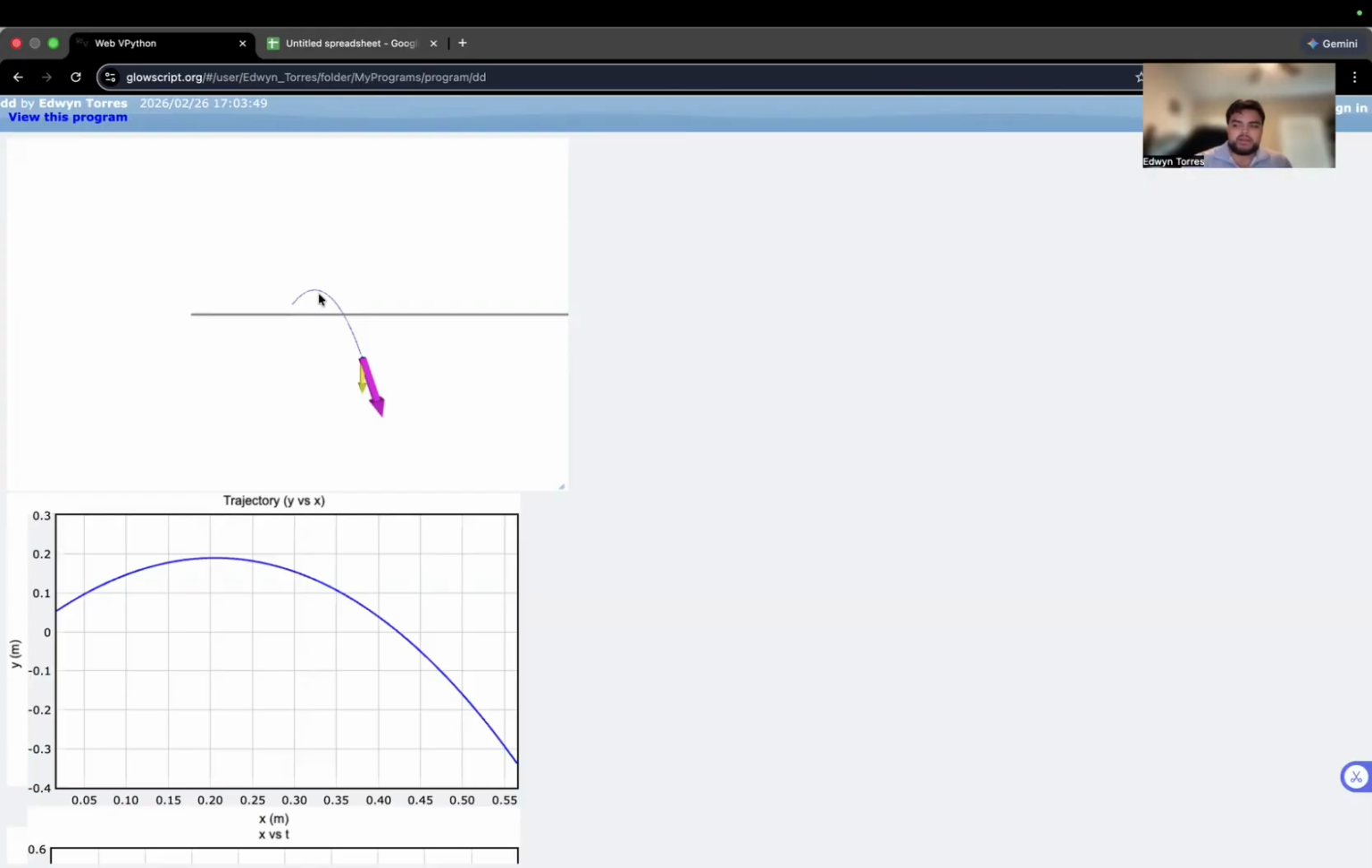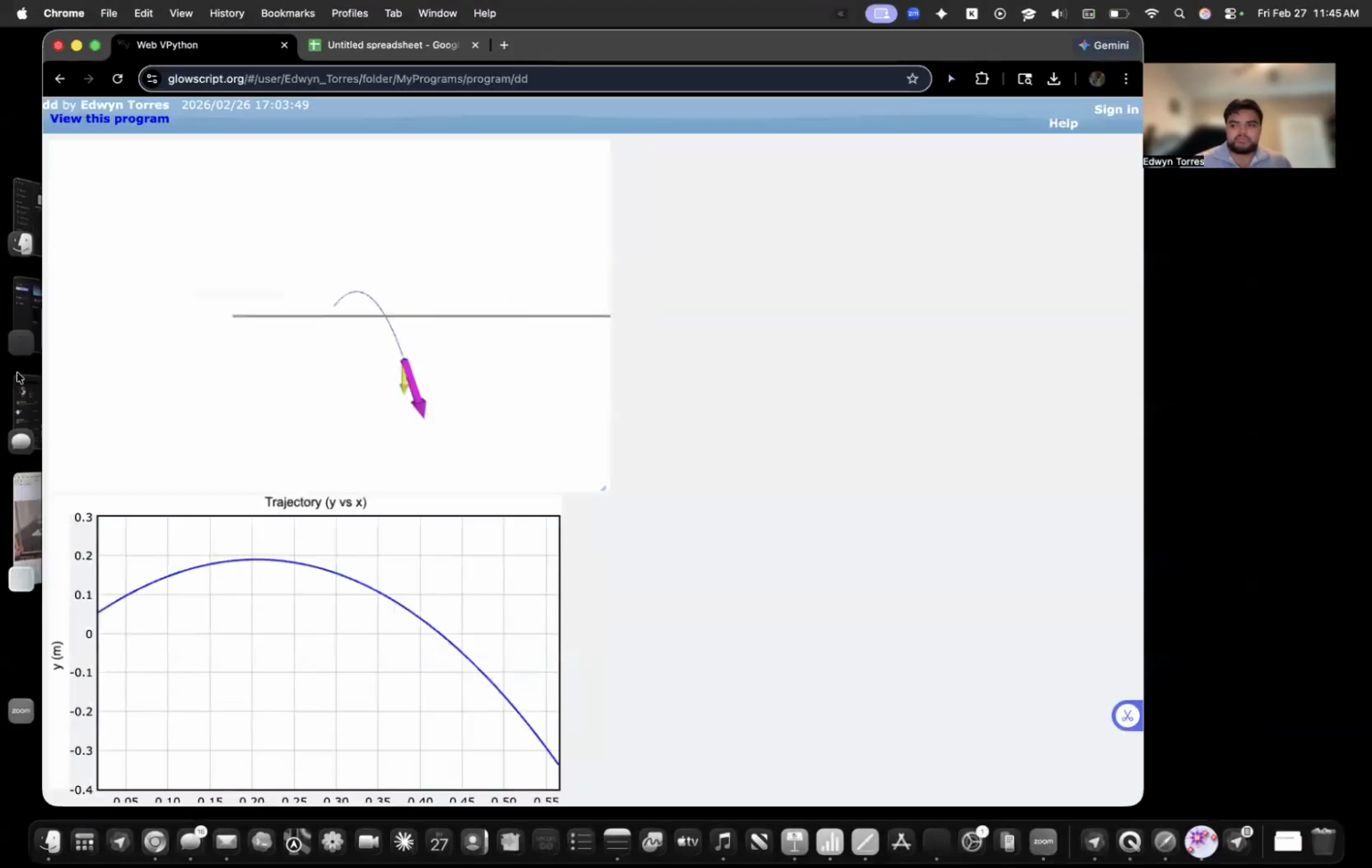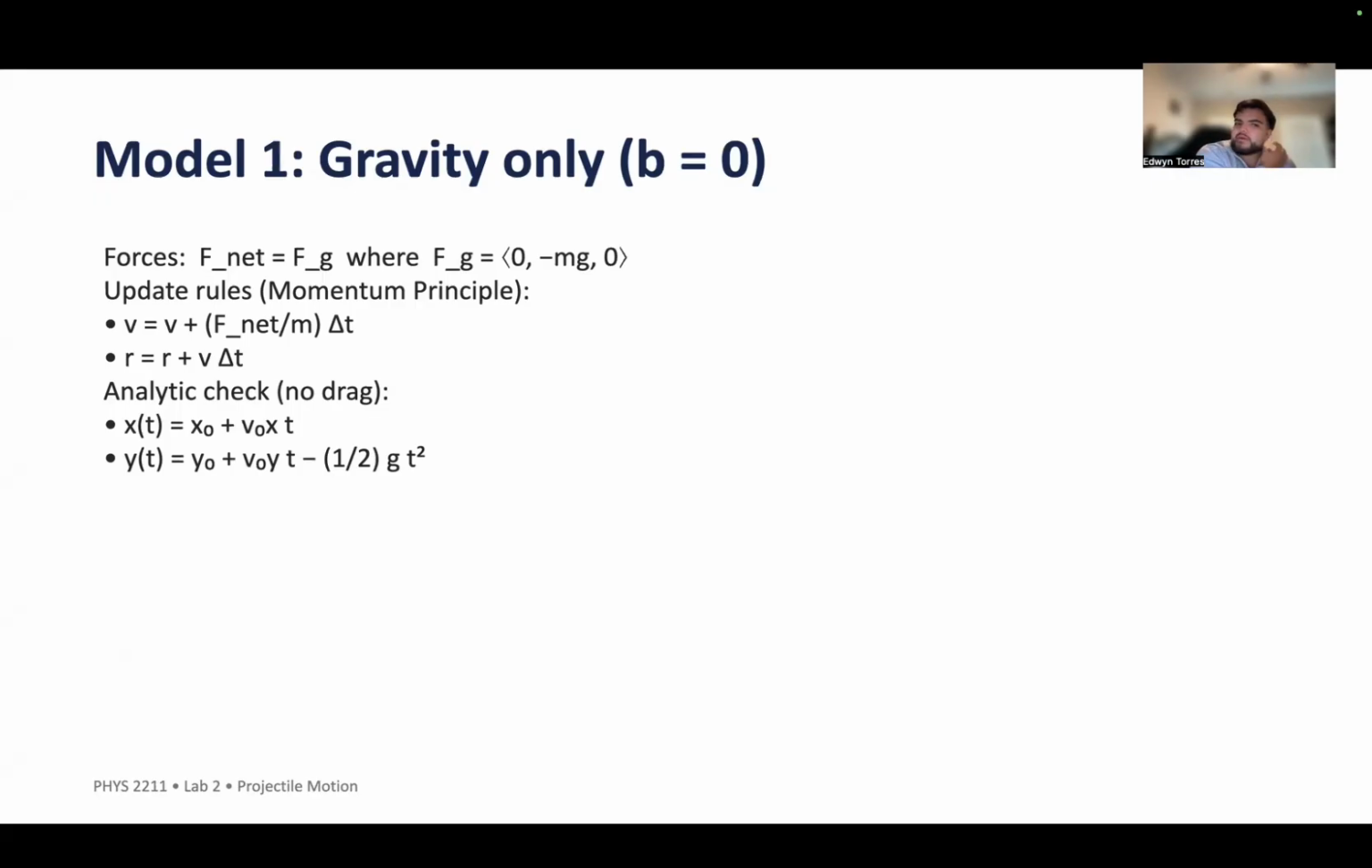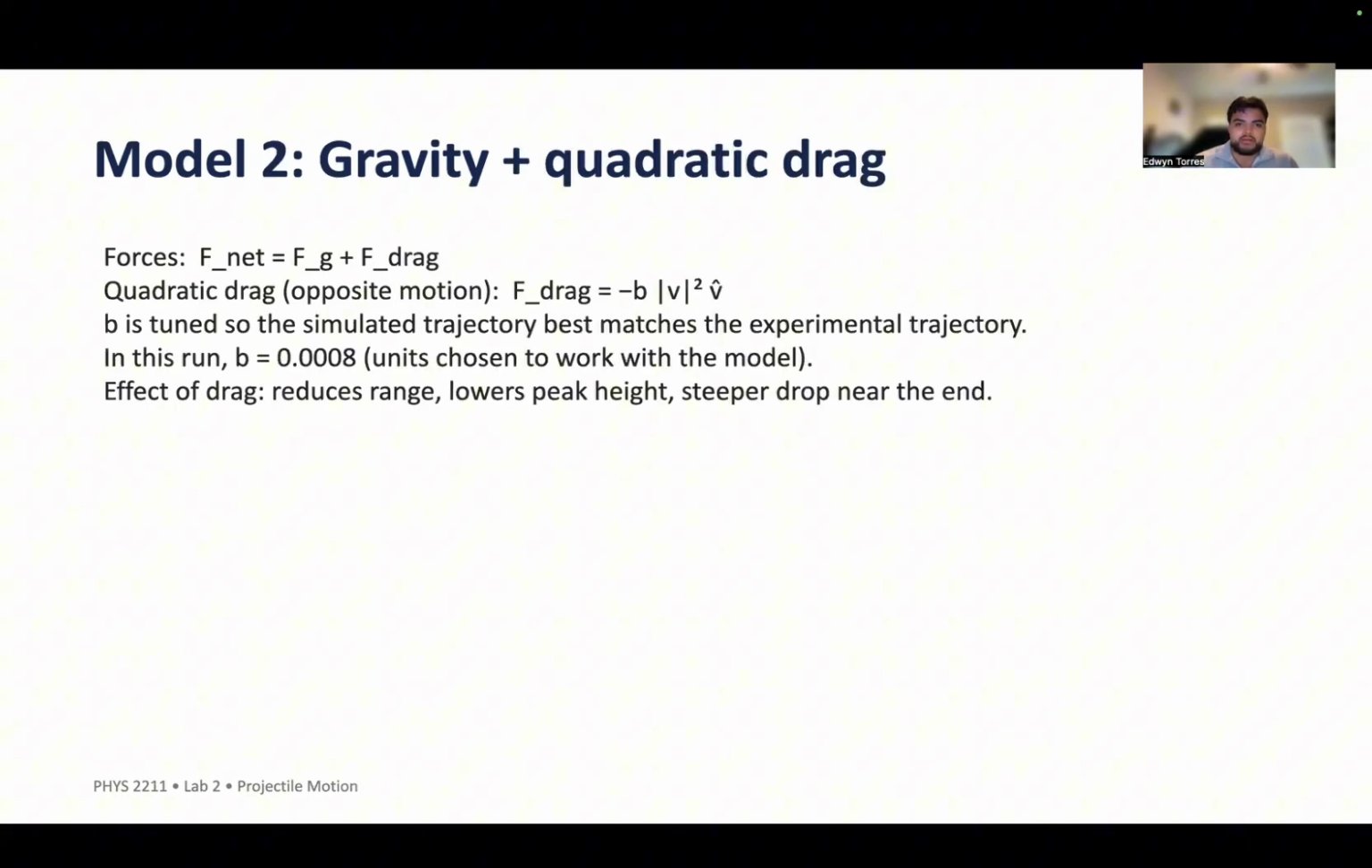I adjusted the drag constant to fit closer. You can see the gravity only, the experimental one, the one that I did with my classmate. So these are the calculations and everything that came with no drag. And for Model 2, we did gravity plus quadratic drag, as y'all can see right here.